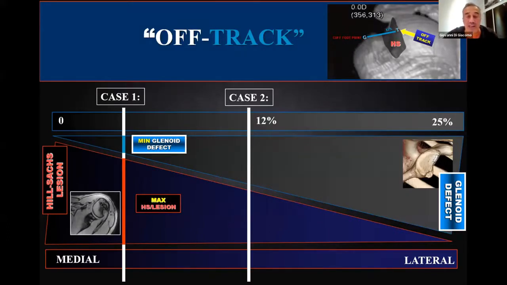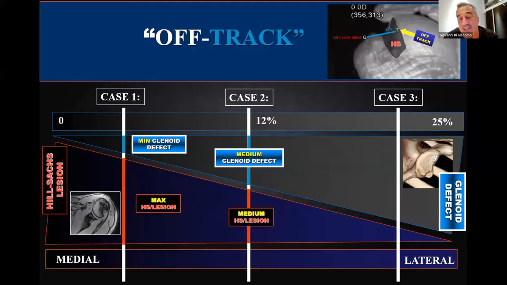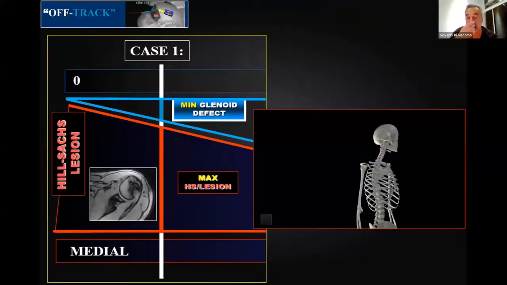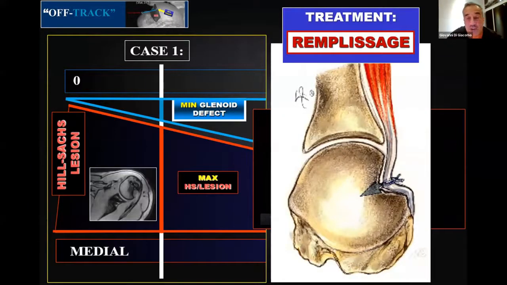Then we have patients that are in the middle, and the third group are those patients where the Hill-Sachs is off track, not because it's medial, not because it's large, but because there is a huge glenoid bone loss. So in these patients, the culprit is the glenoid. So in group one, where the culprit is the position of the Hill-Sachs, we feel that to do a Bankart repair and remplissage is the key point, because the Hill-Sachs is very large, but usually is very medial.